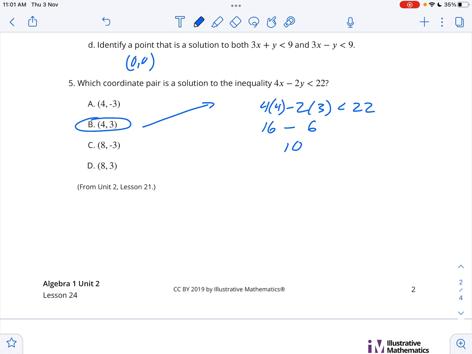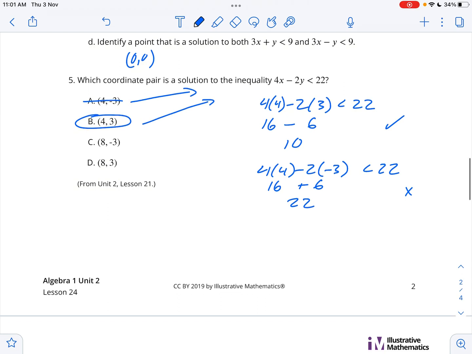I'm not going to go through and plug all of the other ones in, but let me do just part A to show you. If I put A into that, it's going to be 4 times 4 minus 2 times negative 3. That's 16 plus 6, which is 22. That doesn't work because 22 is not less than 22. So you see, this one worked, this one didn't, which is why B is a solution and A is not. And if you tried C and D, those wouldn't work either.